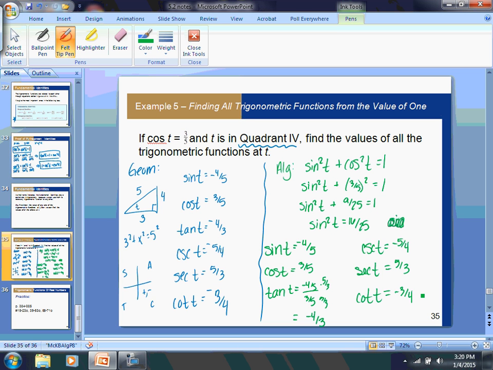So there are two ways you can work through this problem. You can think of it geometrically, or you can think of it algebraically. Both are completely correct.